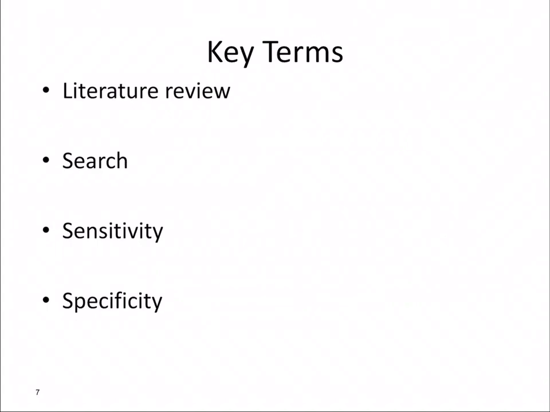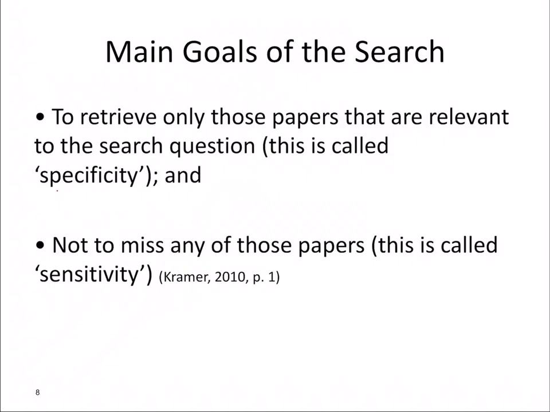Key terms from Chapter 4, which are included in this module, will be literature review, search, sensitivity, and specificity as it pertains to the search itself. The objective of the search is something that you will learn about, the logic for having a good search and a valid search, and to be both sensitive and specific when doing your searches.